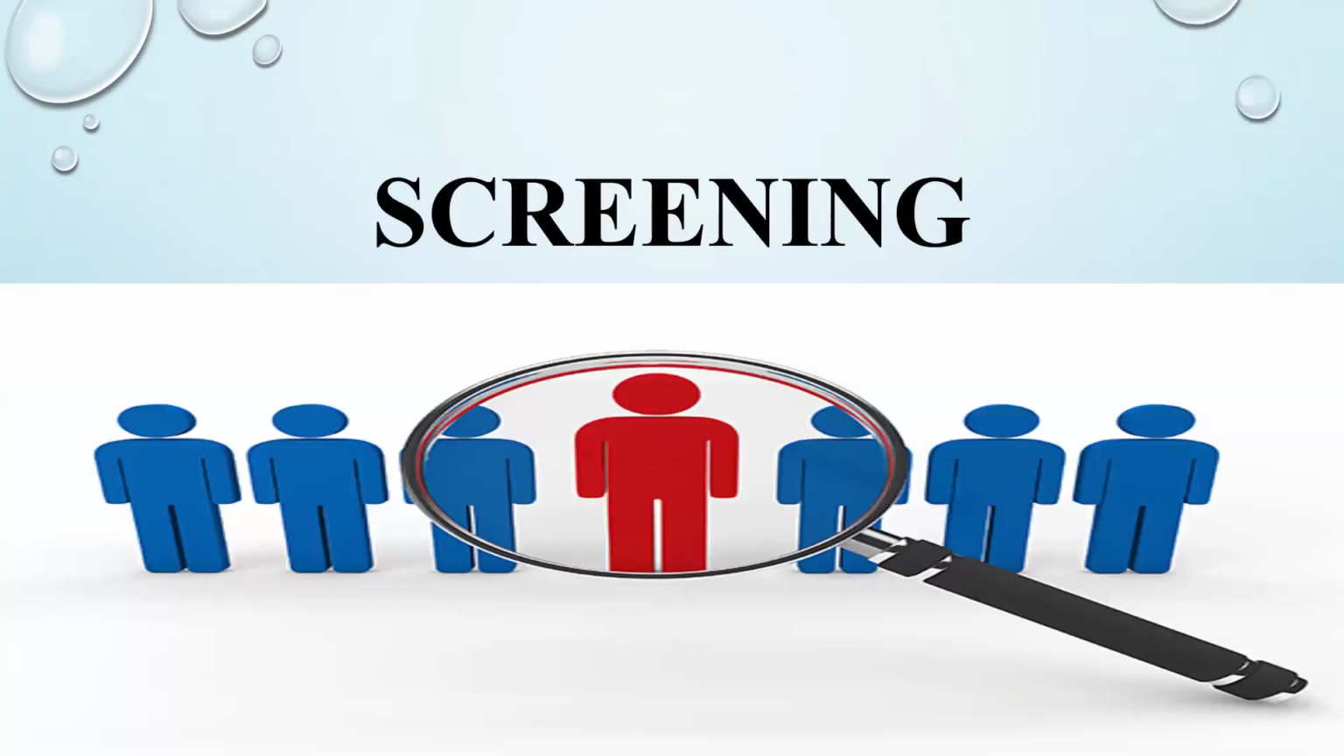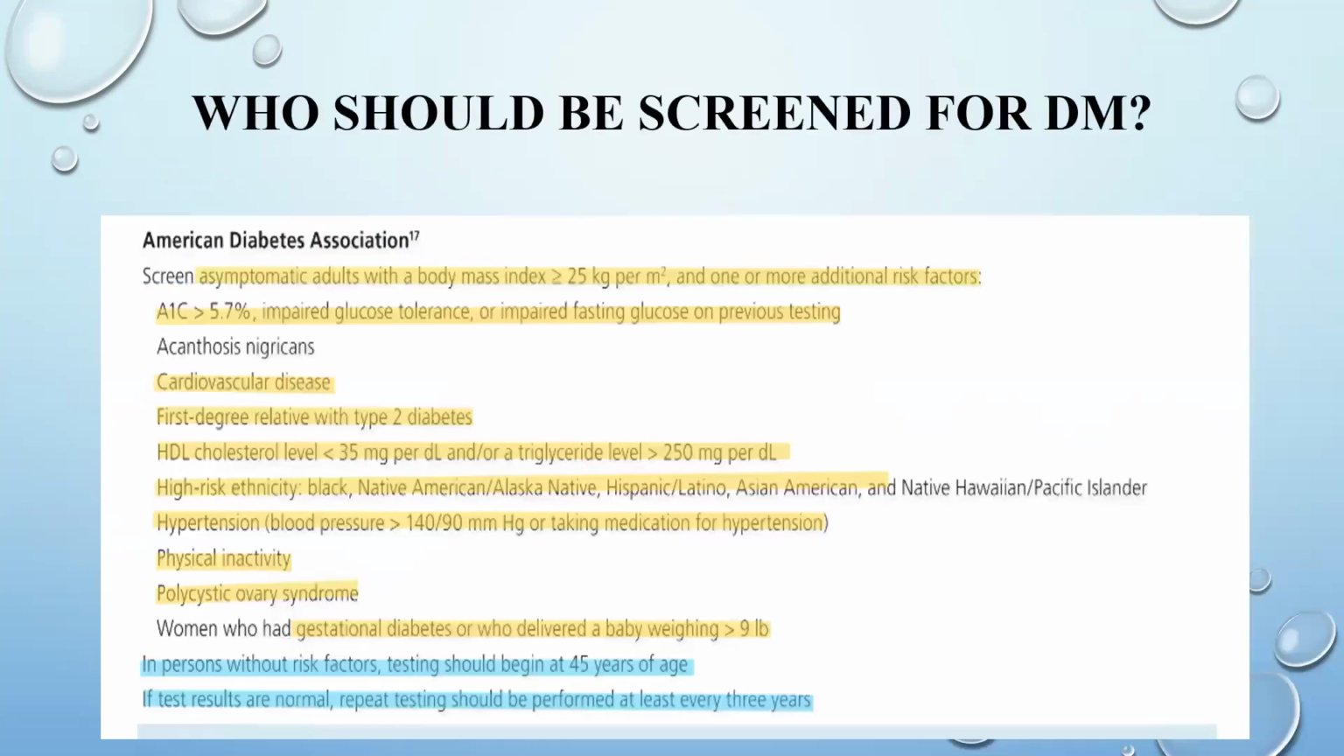So, coming to the screening of diabetes, who should be screened for diabetes mellitus? According to the American Diabetic Association, asymptomatic adults with a body mass index of greater than 25 kilogram per meter square and one or more of the following risk factors should be screened: HbA1c of greater than 5.7%, impaired glucose tolerance, or impaired fasting glucose on previous testing.